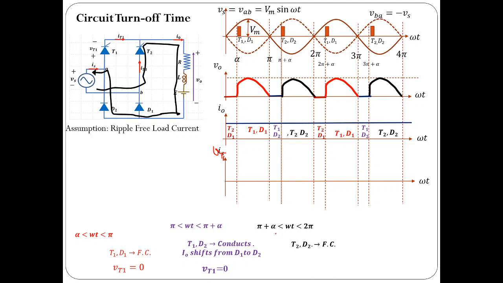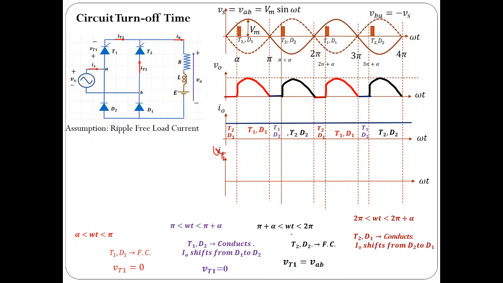And what about the next period? Anyway, VT1 is equal to VAB during this period, and in the next period, that is 2 pi to 2 pi plus alpha, T2 and D2 are going to conduct, right? During this period also the voltage across the thyristor is found to be VAB. You can see that source terminal B is short circuited to the cathode terminal of T1, and the thyristor anode is directly connected to source terminal A, so the voltage drop across it, with this polarity, is VAB. So that is same as VAB.